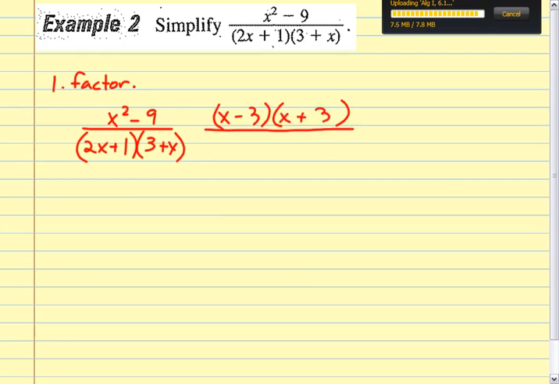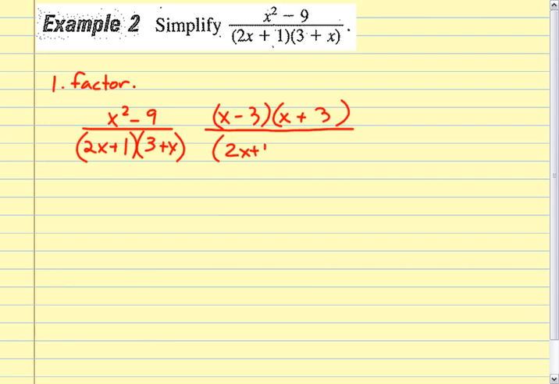Okay, now the top is factored. What about the bottom? Can I factor the bottom? Is there anything on the bottom that I can break down? There's not. But one of them's not written correctly. How should I write the next one? As x plus 3. Okay? All right, now I've factored everything. That's the first step. What's the second step? State the restrictions. All right, there we go.